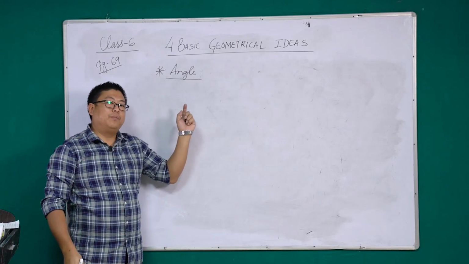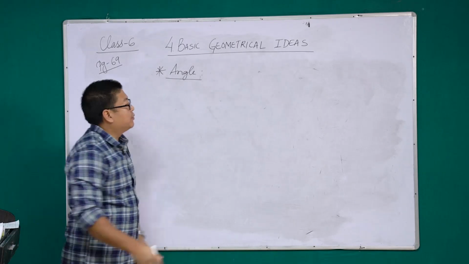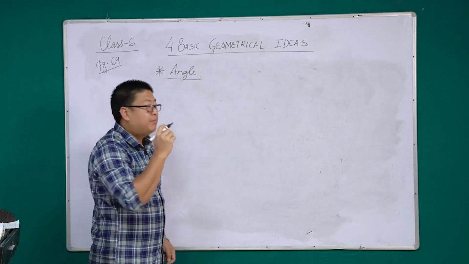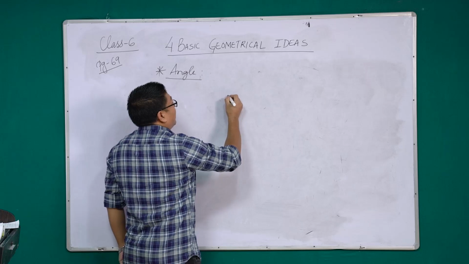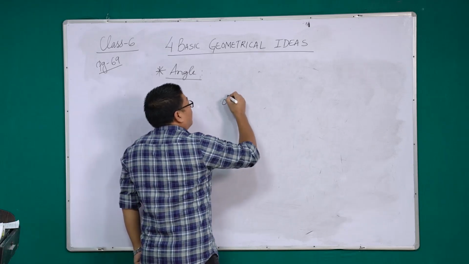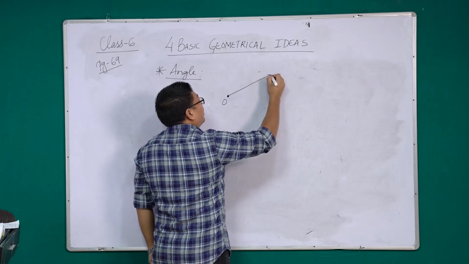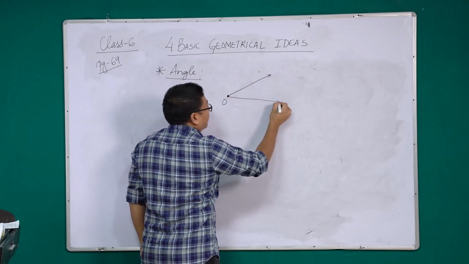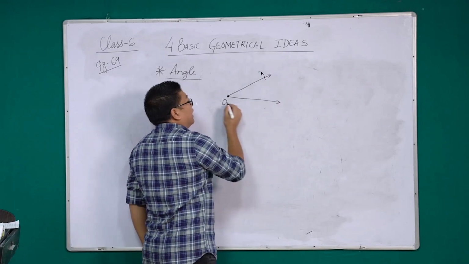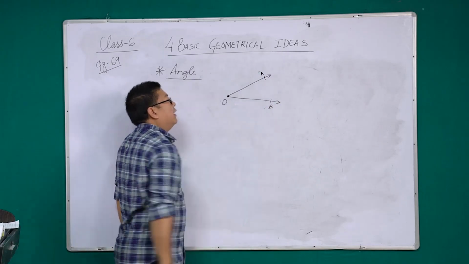Angles are formed by two rays. We have already learned about rays which share a common point. That means we have a common point O. Let's say it's O. Now from O there is one ray going up, one ray going like this. Let's mark this ray as OA and this ray as OB.